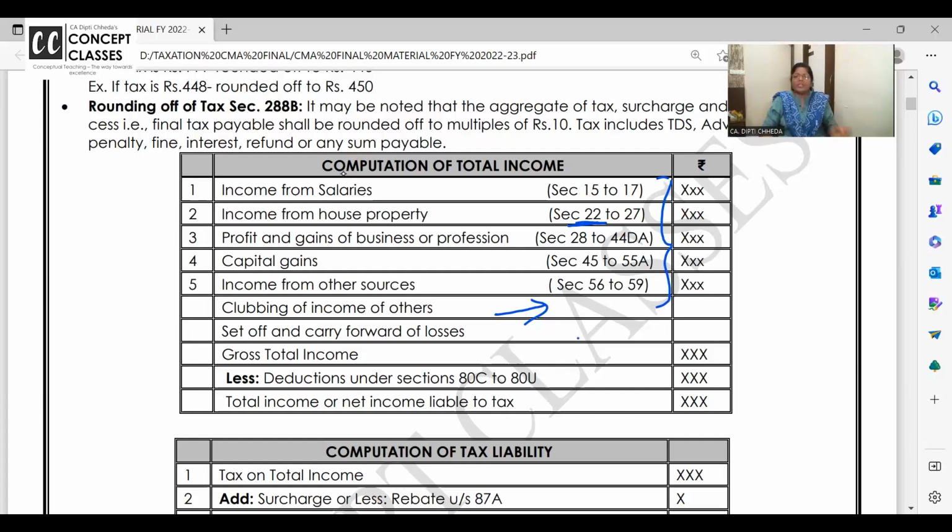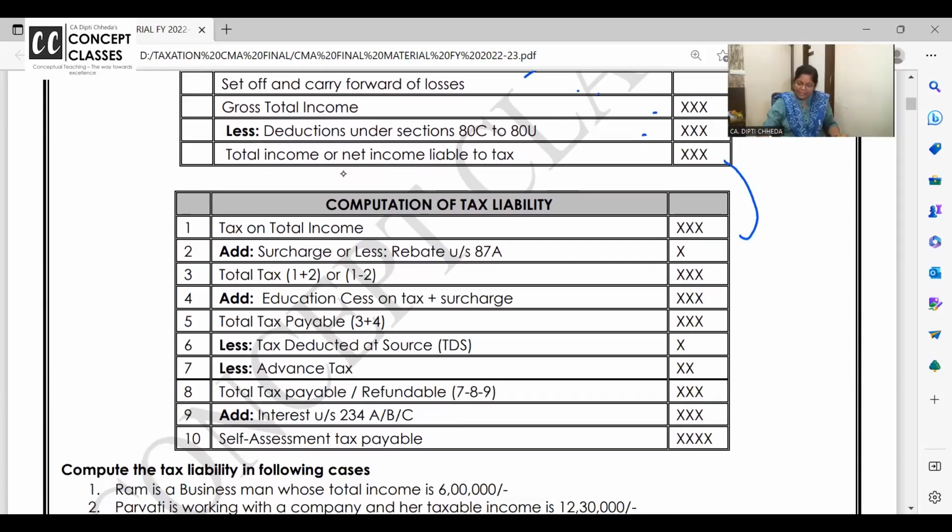And then set off the losses, plus minus. Can we set off house property loss against salary? Yes. Can we set off the business loss against salary? No. 1 and 3 are not friends. So those rules are taught in set off. That's why I'm saying, set off also, ek baar revise karo lecture. You get gross total income. Give beautiful deductions. Either you have made good investment, या good donation, या जो भी अच्छा किया है, 80C to 80U you take deductions, and on total income you need to calculate the tax.